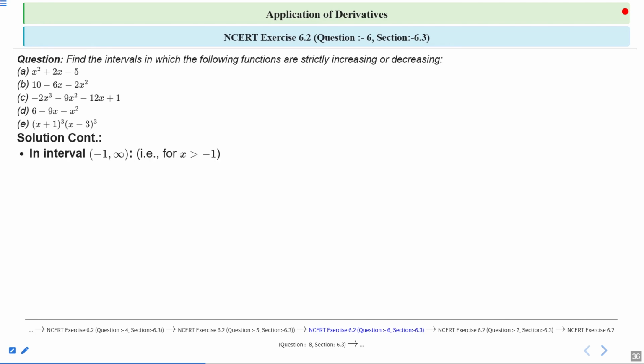Now, in the interval -1 to infinity, that is for x greater than -1, choose a test value, for example x equal to 0. So f dash 0 will be equal to 2 into 0 plus 2, which is equal to 2, right?